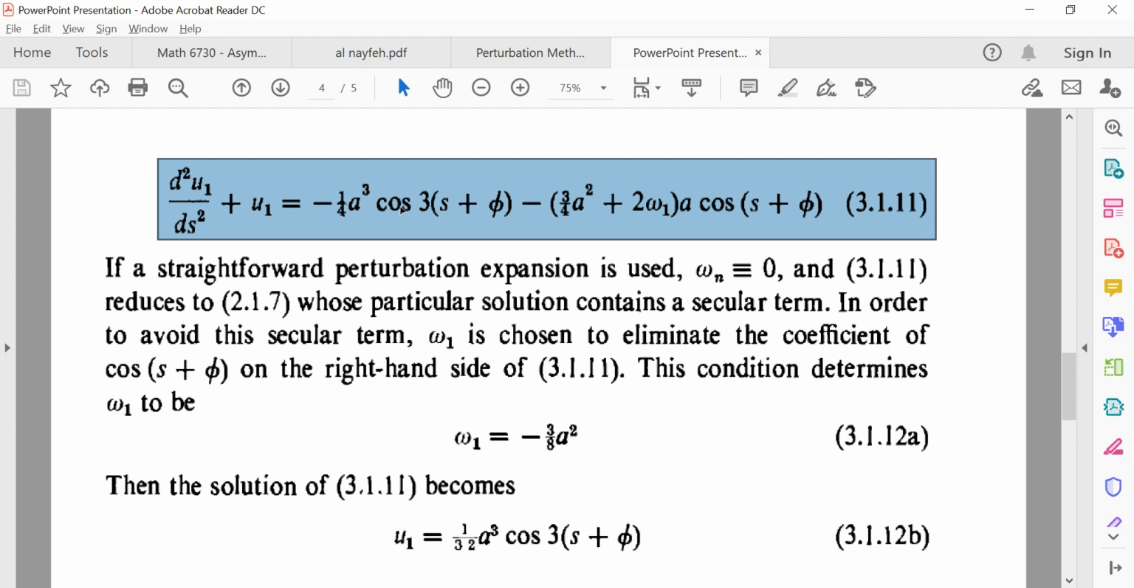If ωₙ is equal to 0, then equation 3.1.1 reduces to 7, whose particular solution contains a secular term. In order to avoid this secular term, ω₁ is chosen to eliminate the coefficients of cos(s + φ) on the right hand side of 3.1.11. This solution determines ω₁.